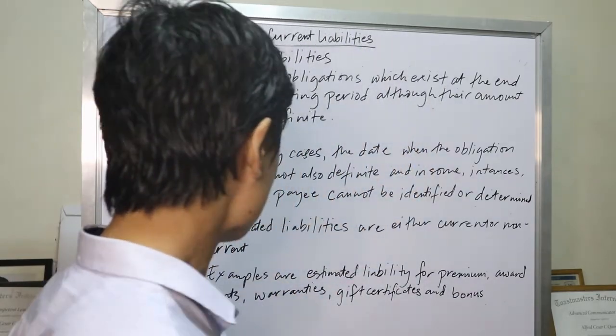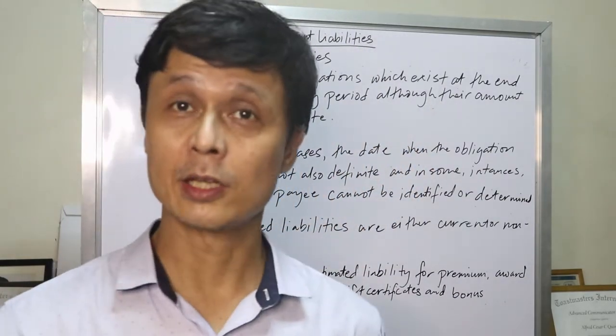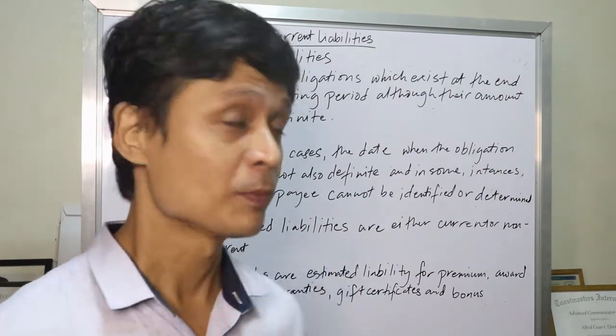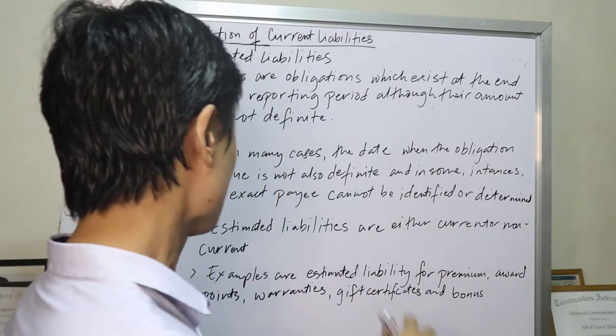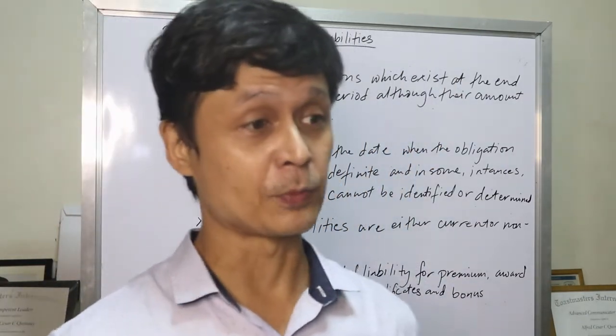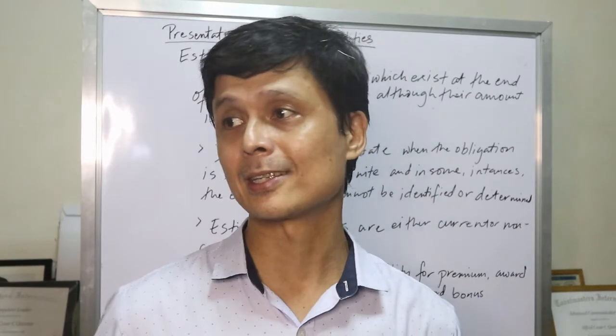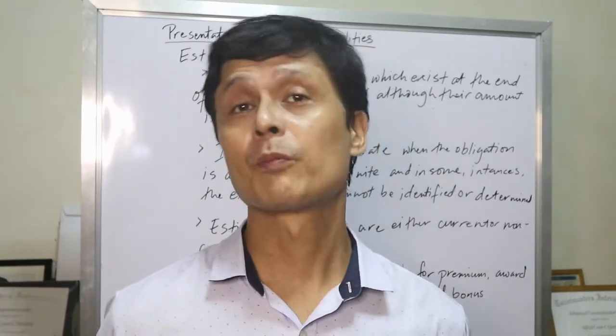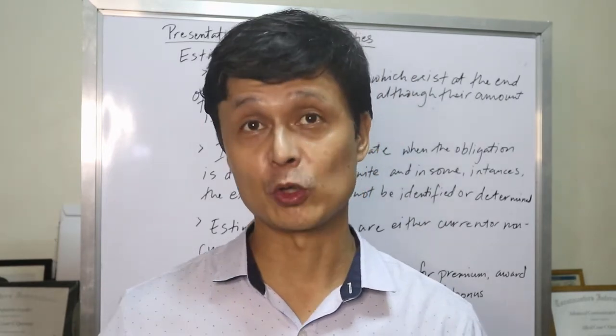So, examples of this one, no? Incidentally, yung estimated liabilities could either be current or non-current. So, examples of this are premium, award points, warranties. Ito yung sa let's say pagka bumili ka ng isang appliance, no, so merong may warranty yun. Yung customer na bumili sa iyo, meron siyang pwede niyang ibalik yun, no, because may warranty yun.